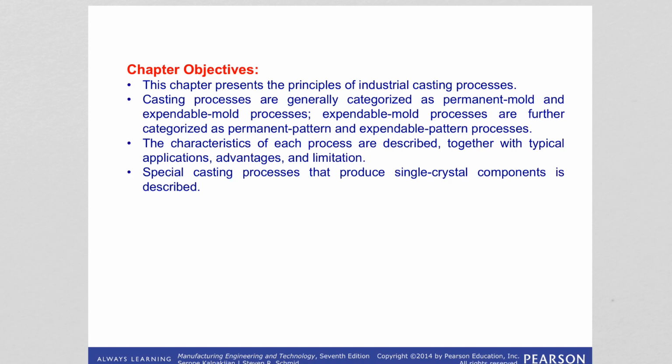We're going to take a look at each of the processes, their characteristics, their advantages and limitations. We'll also look at what type of casting we can use to produce single crystal components, because most materials produced by casting are polycrystalline, but to produce a material with a single crystal structure, we need special casting techniques. At the end of this chapter, we're going to learn about that.